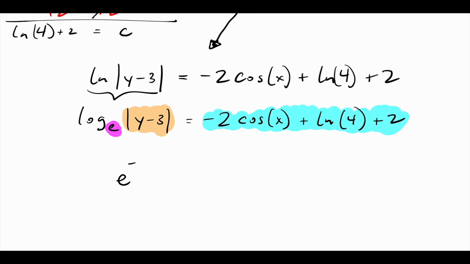So e to the negative 2 cosine of x plus, this is going to be the power here, which would then equal y minus 3. To solve it, we take away the bars. The only time we need the bars is when I'm plugging something in for y. I'm not plugging anything in for y. I'm done with that, right?